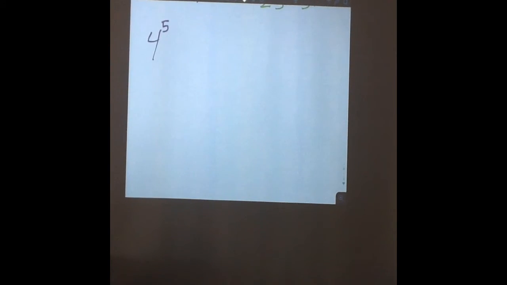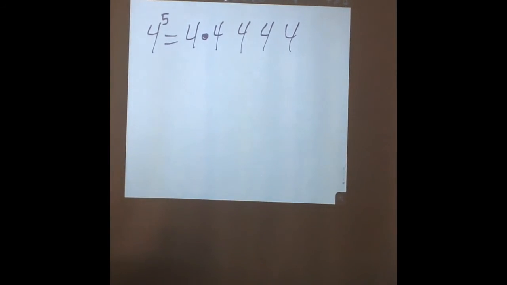It's not called squared. That would be wrong. It's 4 to the 5th power. How would I write this out? Remember what our 5 tells us. Our 5 tells us how many 4s we need to put down. So I need to put down how many 4s? 5 of them. Count with me: 1, 2, 3, 4, 5. Now what do I need to put in between all of those 4s? A multiplication sign. So I'm putting a multiplication sign in there.